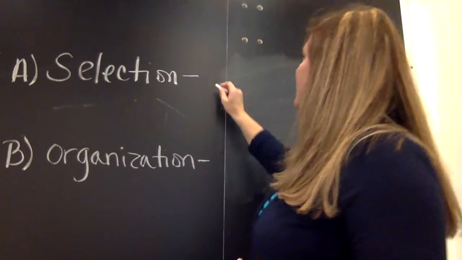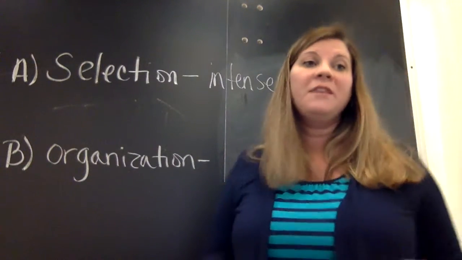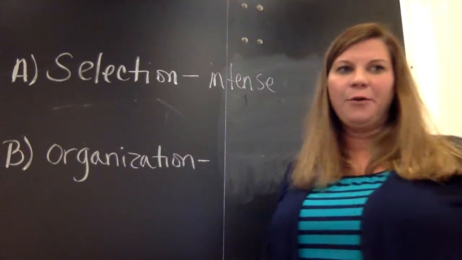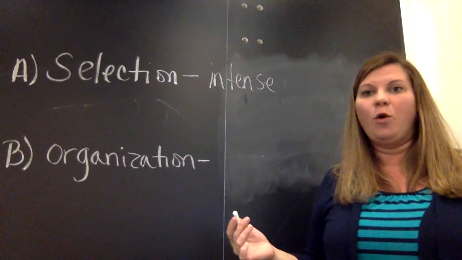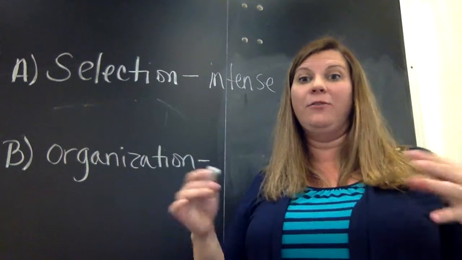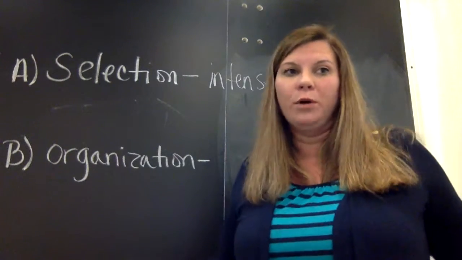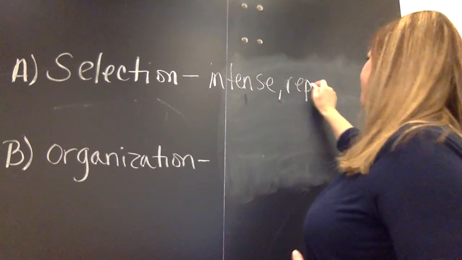The first is intense stimuli. When we think about intense stimuli, these tend to be louder, brighter, taller, shorter. These are things that really make someone stand out or something stand out. It draws our attention simply because it's different. It's more. There's also repetitive stimuli.